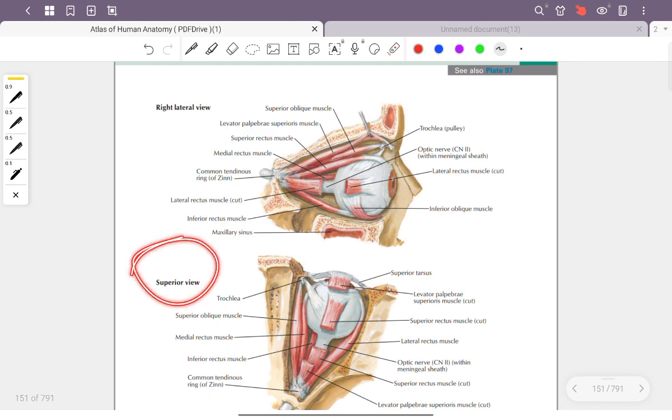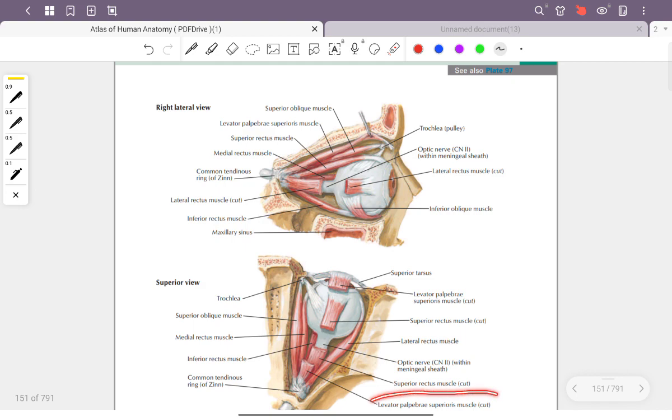Now let's discuss the superior view. This is the picture looking from the superior view. We have the trochlea, the superior oblique muscle, medial rectus muscle, inferior rectus muscle, common tendinous ring, optic nerve (cranial nerve 2), lateral rectus muscle, superior rectus muscle, levator palpebrae superioris, and the superior tarsus. This is a term which we didn't study in the lateral view. From the superior view we can see this extra term. That is the main purpose of this view: from a different view we can see different things. In the lateral view we were not able to see the superior tarsus, but from the superior view we can.